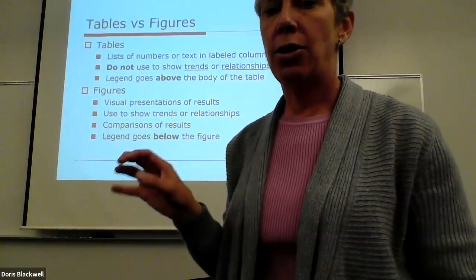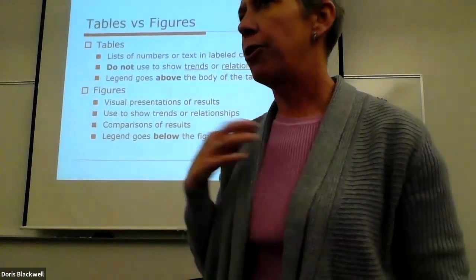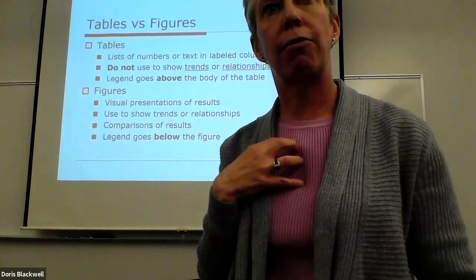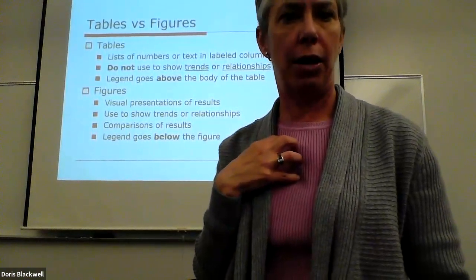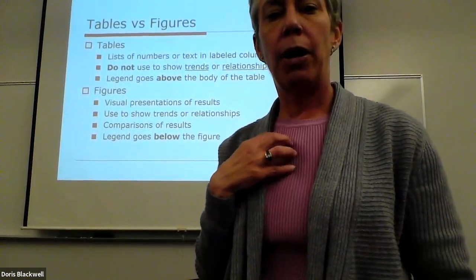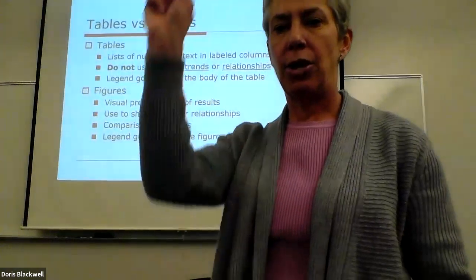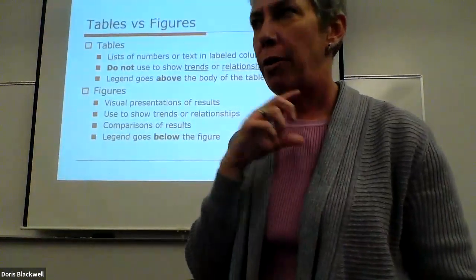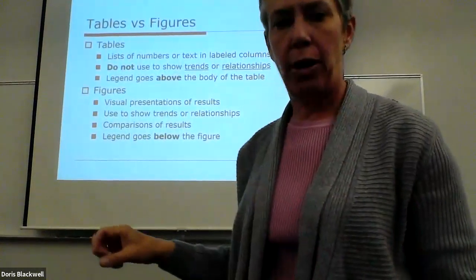Tables do not show trends or relationships. So if we're trying to show trends or relationships with our data, it's going to be better for us to use some other graphic. So maybe a bar graph or a line graph, something like that. Whenever we're writing tables, the legend goes above the body of the table. Whenever we're doing figures, the legend goes below the figure.